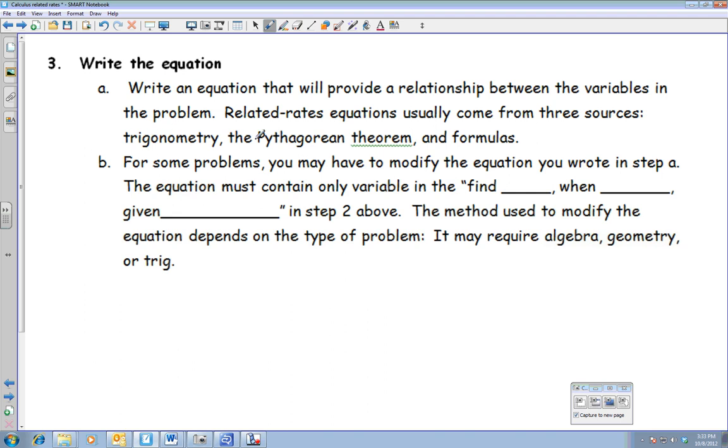A trig equation, like a trig identity, a Pythagorean theorem, or some kind of formula that they give you, like a volume formula. Part B, for some problems you may have to modify the equation you wrote in step A. The equation must contain only the variables that we wrote in the find what, when what, given what. And I'll show you examples in class.